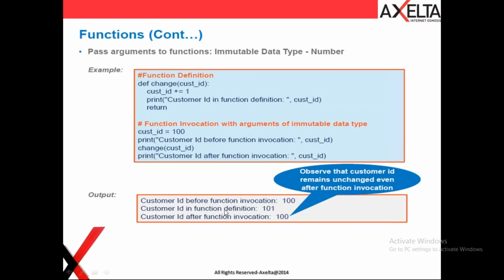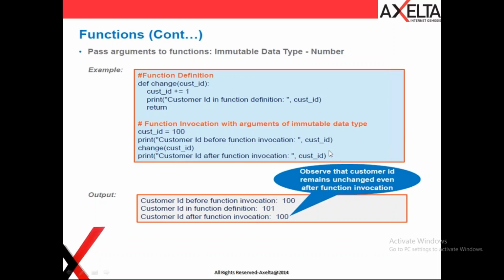Yes. I am adding plus 1 to that. Is it right? Then I am able to print the statement. Okay, customer ID. So that is the reason I am getting 101 as an output. Then I am coming out from the function. Next I am saying print customer ID after function invocation.